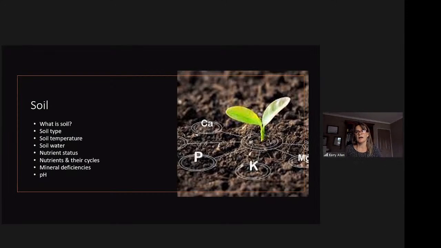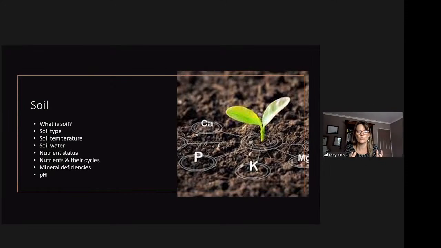And then your type of soil. So what is the soil? Is it a clay? Is it a loam? Is it silt? Is it sand? How does that affect your growth? So remember, clay holds on to water and holds on to nutrients. Sand has high drainage. It drains right through very quickly.